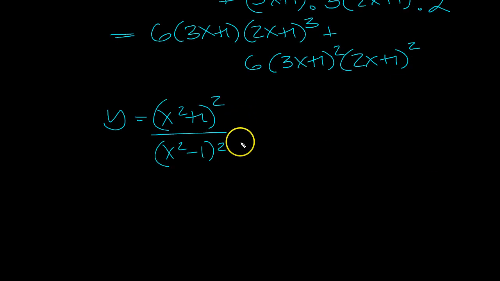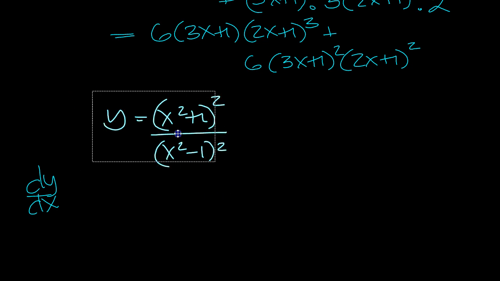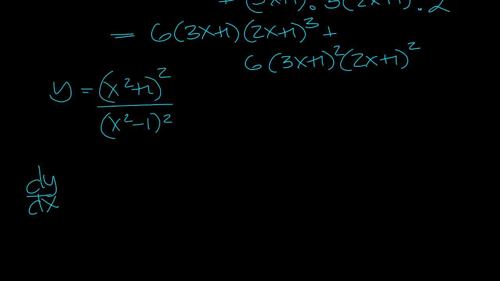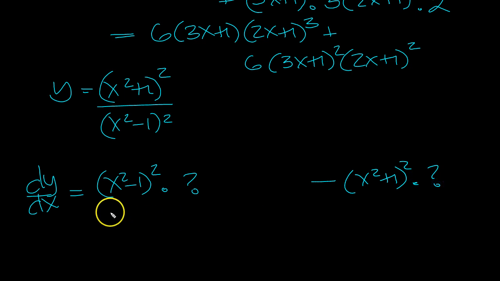Now this is a quotient, u over v. So dy dx then. Let's have a go at this one. We need to use the quotient rule. So it's v, x squared minus 1 squared, times du dx, minus u, this, times dv dx, all over v squared.